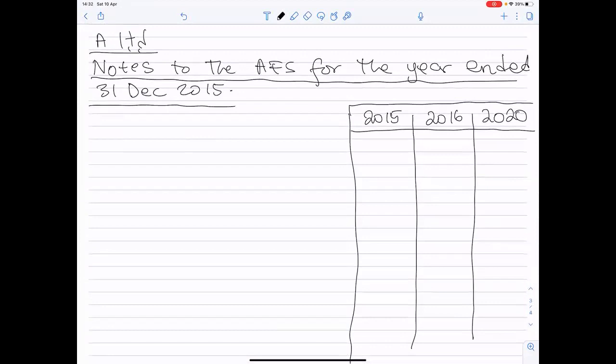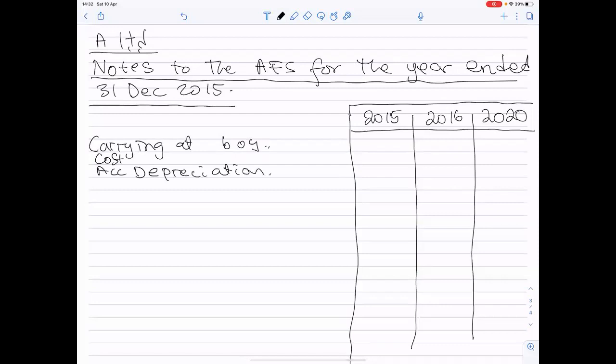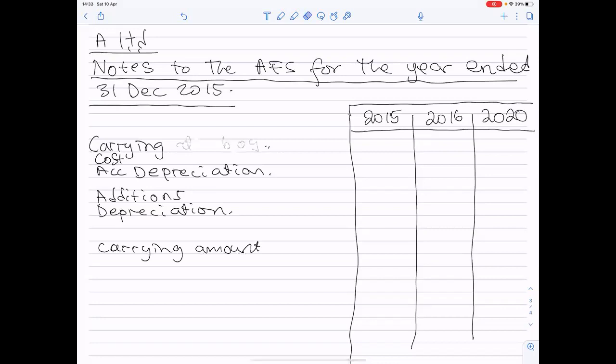Carrying amount at 1 January, or if you want, you can write the beginning of the year. Let me just write at beginning of year, constituting the cost and accumulated depreciation. During the year, we'll be having additions. We have depreciation. Then you have your carrying amount at end of year, constituting of the cost and accumulated depreciation.